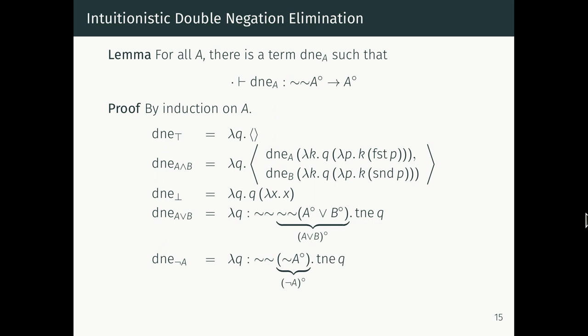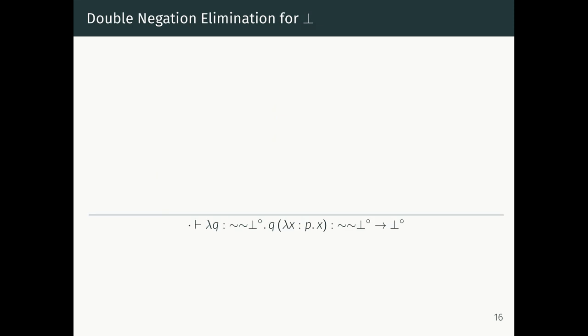Okay, so we've cooked up a double negation elimination term that works at any type of the classical propositional logic. How can we use this to invent a translation from our classical proof term calculus to the intuitionistic proof term calculus? Well, to understand this, it's actually helpful to see how these terms work.